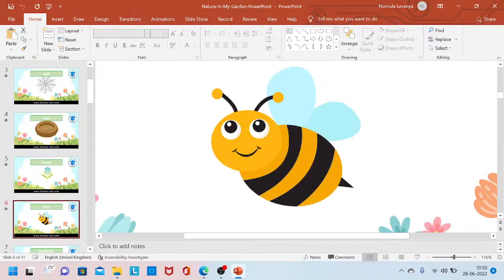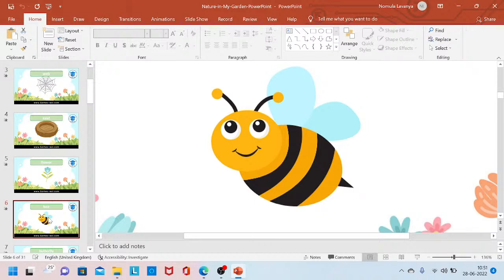And what do we see? Yes, what is this? A very tiny insect, right? Yes, this is a bee. What do we get from the bee? We get honey from the bee. This is a honey bee. We see honey bees in many gardens, moving around here and there.